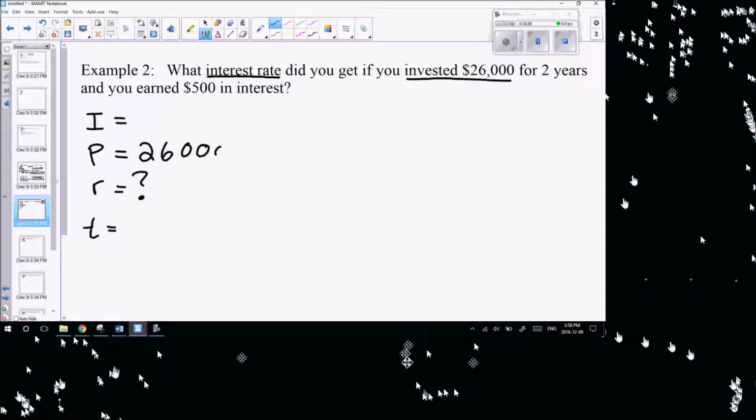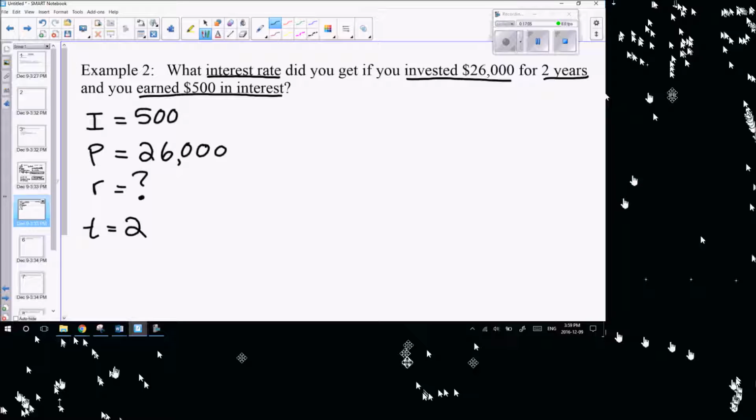So that's our $26,000. And then it tells us that we invested this $26,000 for 2 years. So that's our time variable. We have 2. And because it's already in years, we don't need to do any other calculations. We can just leave T as 2. The last piece of information that it gives us is that we earned $500 in interest, and that means our I value is $500.